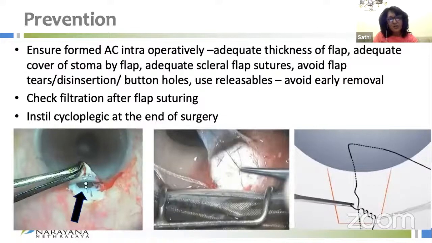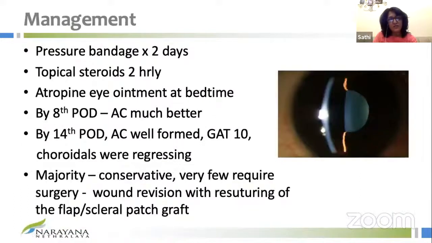So to prevent this, on the table, make sure that the AC is formed well intraoperatively, with adequate thickness of the flap and covering of the stoma by the flap. So central 1/3 alone, you have the stoma. Use adequate scleral flap sutures, use releasables, avoid flap tears or disinsertion. Check the filtration after your suturing, and instill a cycloplegic at the end of surgery.